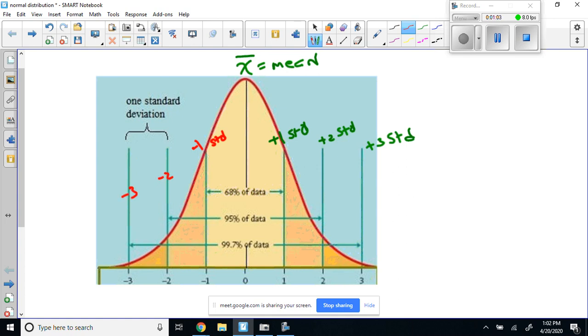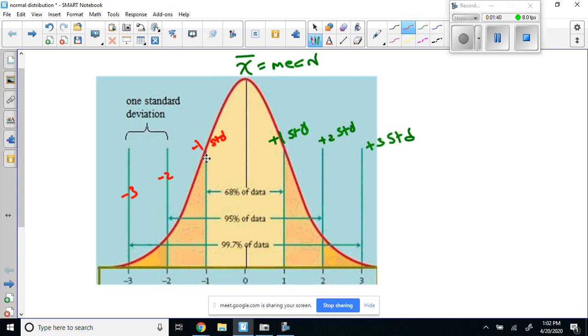-2, and then -3. Okay, so what you have to understand is 1 standard deviation to the left and to the right of your mean, if it's a normal distribution. Meaning, what is a normal distribution? It's the bell-shaped curve, right? We're not going to look at skewed left, skewed right, or any of that other stuff. We'll just look at a normal distribution.